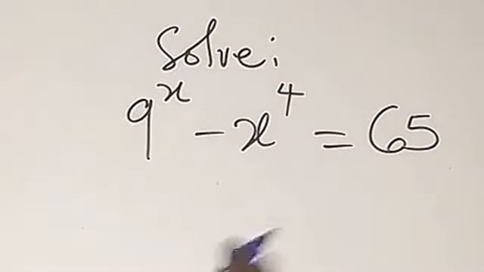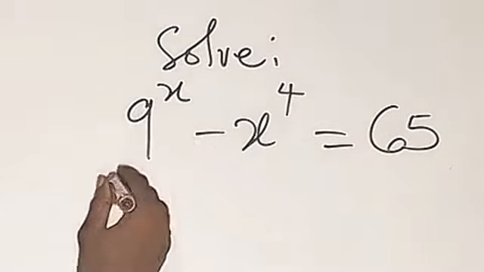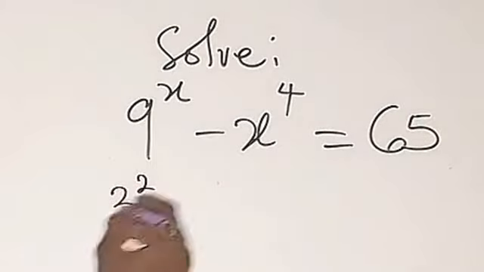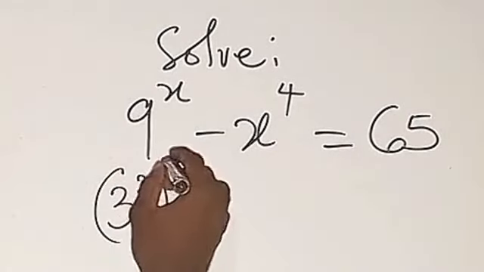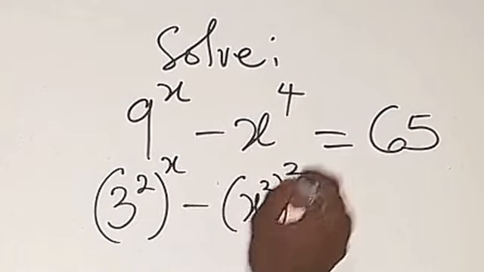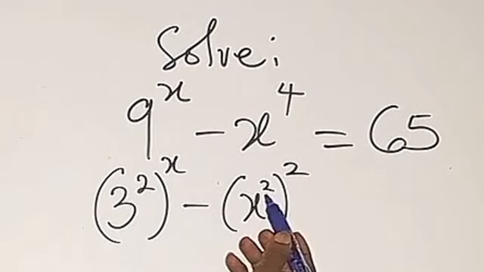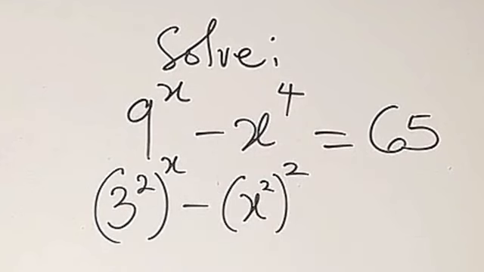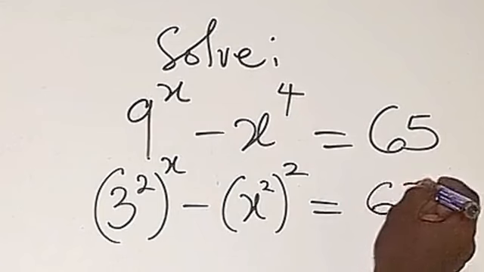Now here, I'm going to rewrite this equation in this form. 9 to the power of x, we can write as 3 to the power of 2, then to the power of x, minus here, I can write it as x to the power of 2 to the power of 2, because these two will multiply and we're going to have 4. Then we have 65.